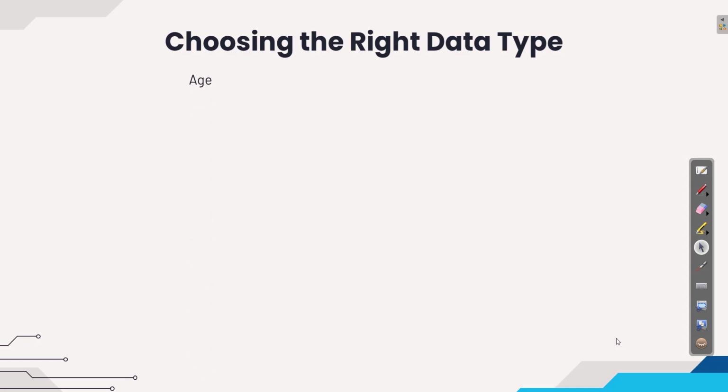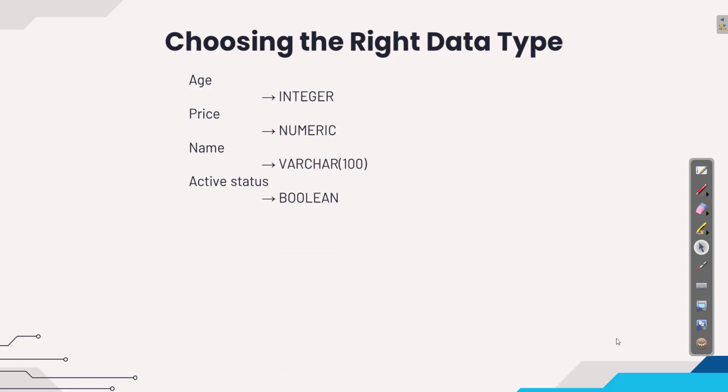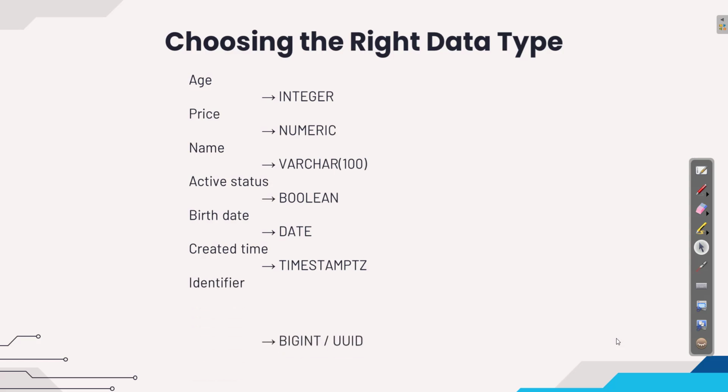Okay, this is choosing the correct data type. Age is integer, price is numeric because we have to specify the decimal places as well. Name is varchar 100, active status is boolean, birth date is of course date, created time is timestamp TZ with time zone, identifier is either bigint or UUID.